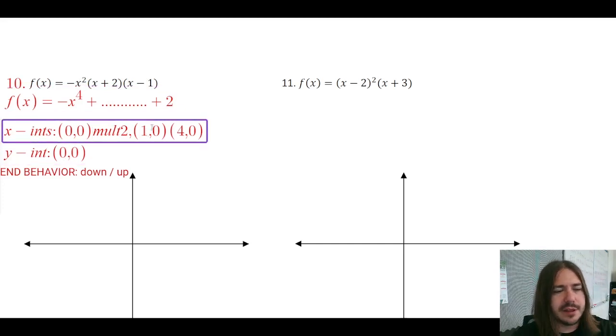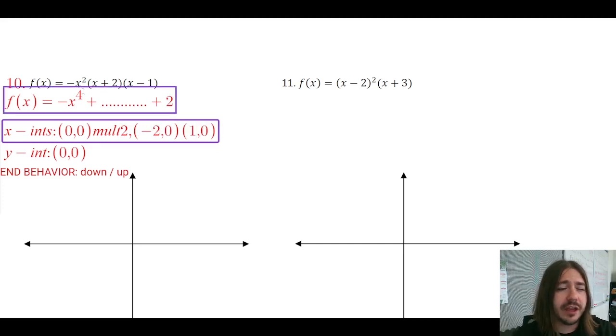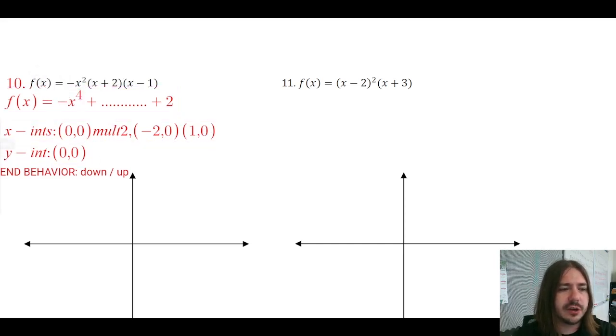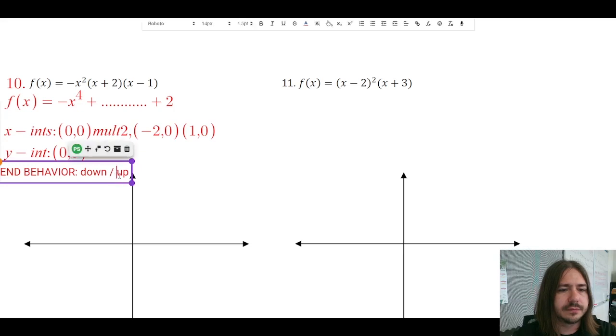Yeah, sometimes working these live, you make little errors, but hopefully I can catch them all as we go. So the x-intercepts are going to be 0 and negative 2 and positive 1. Now the end behavior, since we have an even degree and a negative leading coefficient, that's going to go down, down. Down to the left, down to the right.